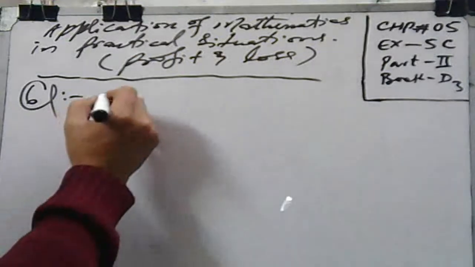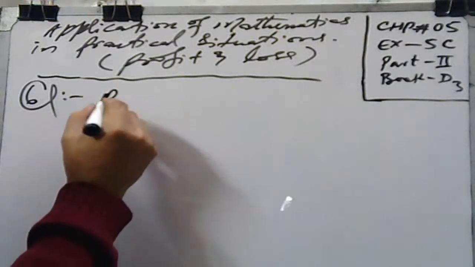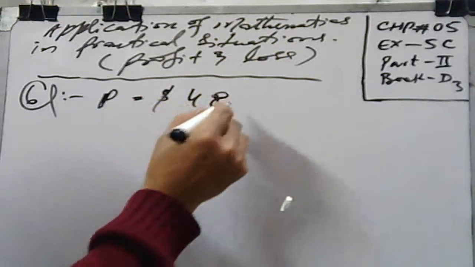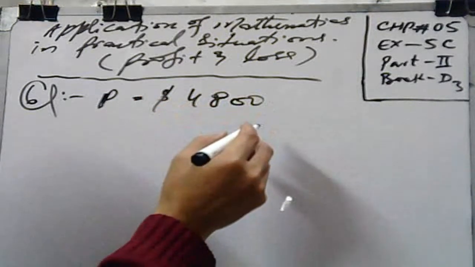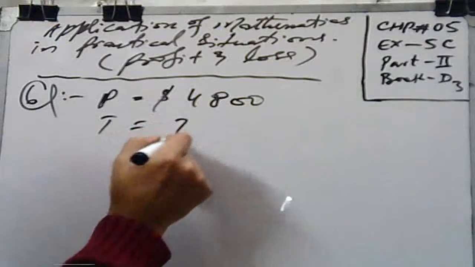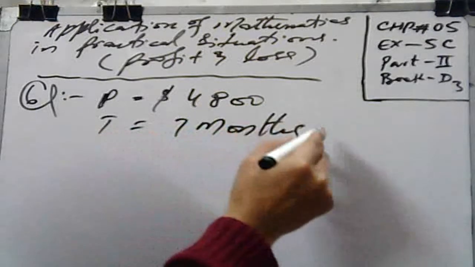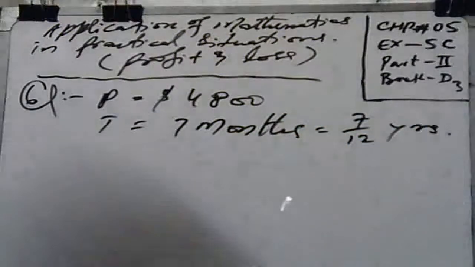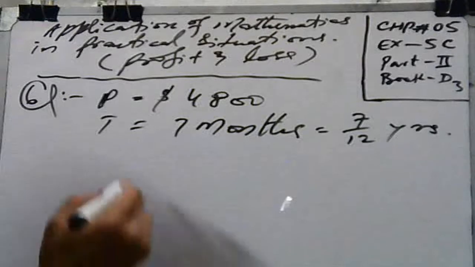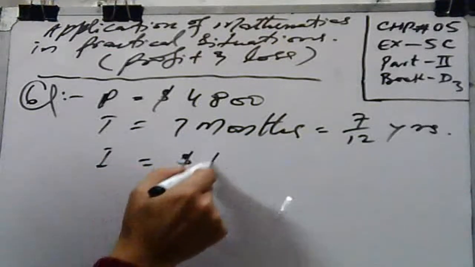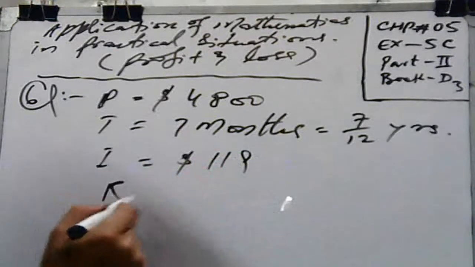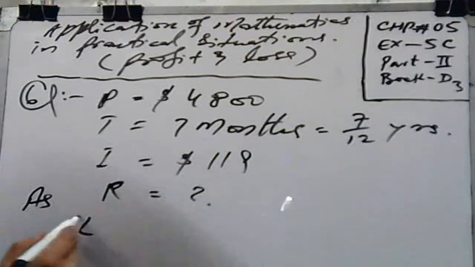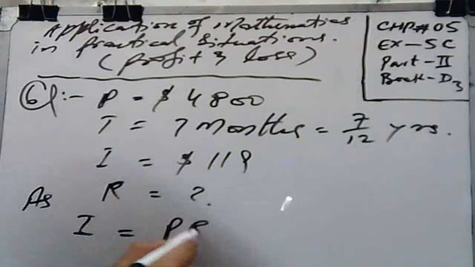The principal amount, that is P, is equal to $4800 and time period is 7 months, which is equal to 7 divided by 12, that is year. Months should be converted to years, and simple interest is $119. Now what is the rate of interest, that is R, we have to find. As we have a formula, that is simple interest is equal to PRT divided by 100.